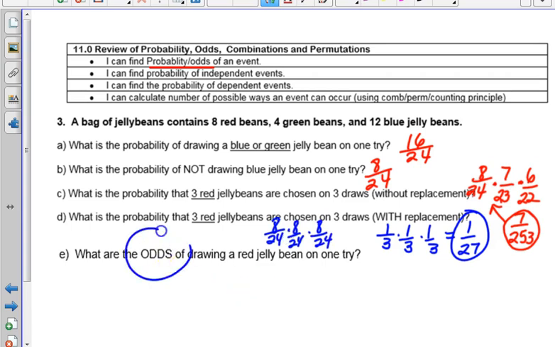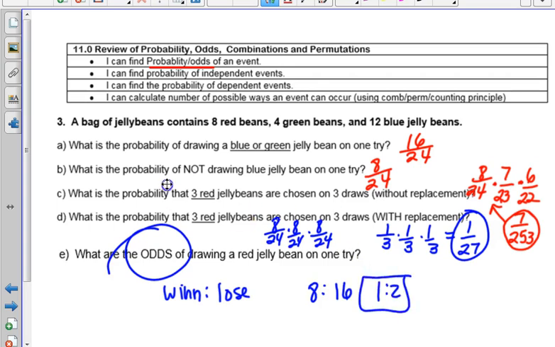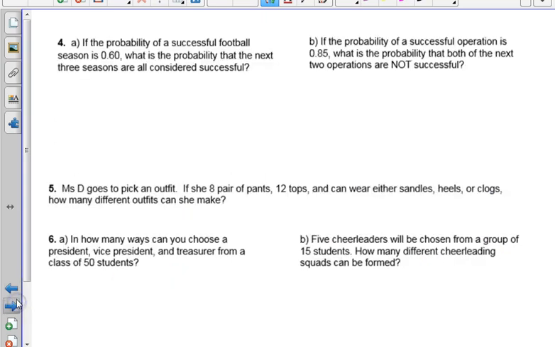All right, there is an odds question on the quiz. All you got to know is the definition of odds and you should be good to go. What's the definition of odds? Yeah, winners to losers or favorable to unfavorable or whatever you want to say. Red jelly bean on 1 try. So it would be red to non-red, which would be 1 to 2. Did I do that right? Okay, we good? Moving on.